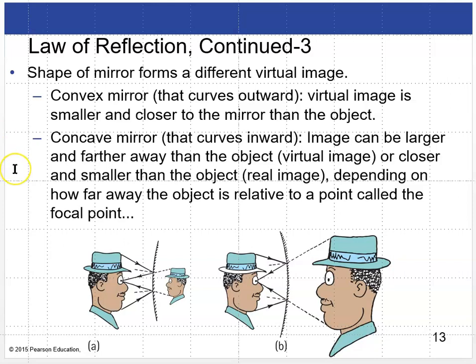So the shape of the mirror will form different virtual images. A convex mirror, that's the backside of the spoon, is one that curves outward, and this will only form virtual images, and the virtual images are always smaller and closer to the mirror than the object. So the distance to the image is less than the distance to the object. A concave mirror is one that curves inward. It's like the side of the spoon that scoops up your cereal. The image can be larger and further away than the object, and then it's a virtual image. It'll be upright then. Or it'll be closer and smaller than the object. That's if it's real, depending on how far away the object is relative to a point called the focal point.